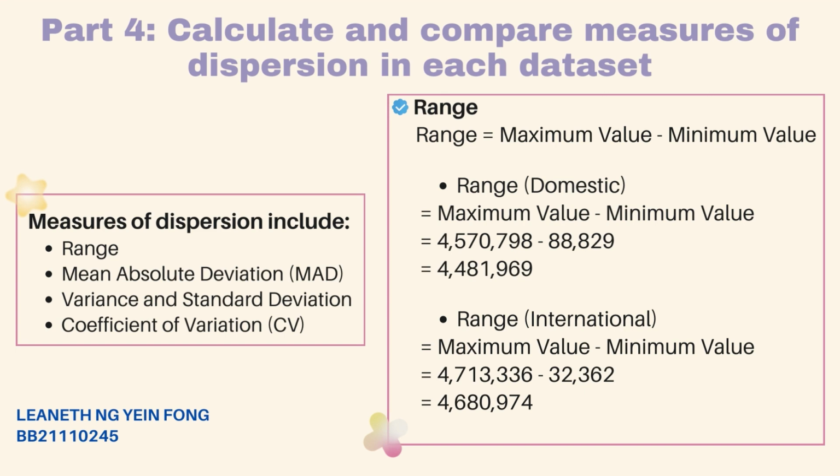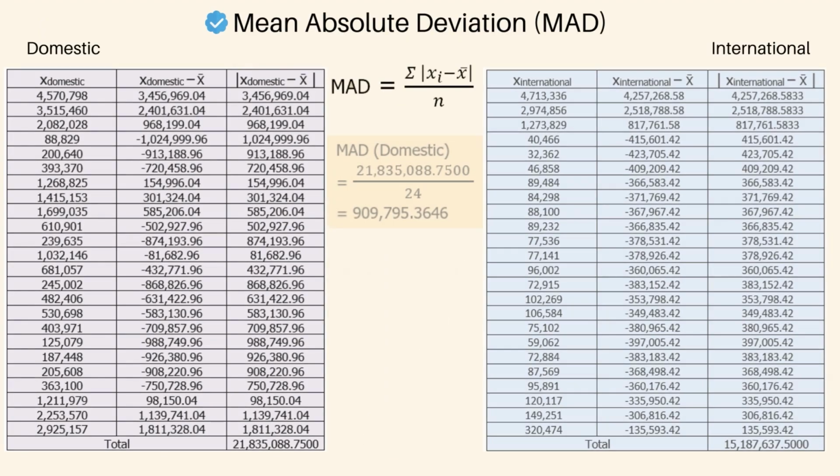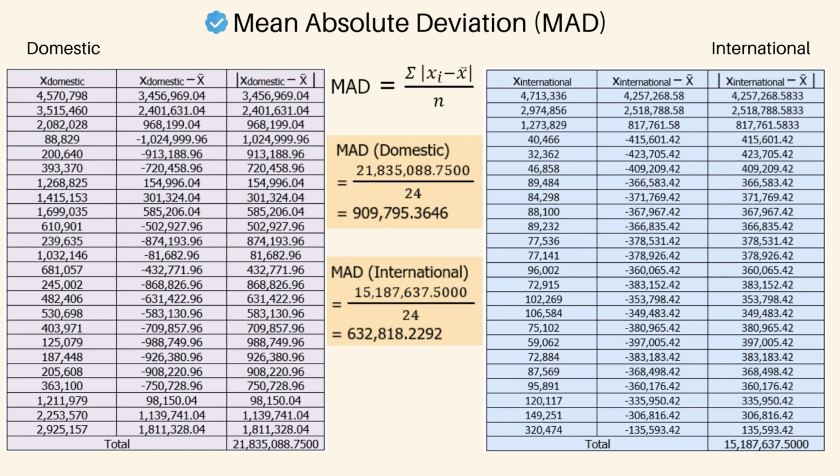Measures of dispersion can be divided into 4 parts. The first one is range. To calculate range, we take the maximum value minus the minimum value. So the range for domestic is 4,481,969, while the range for international is 4,680,974.